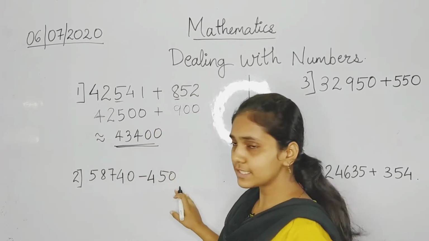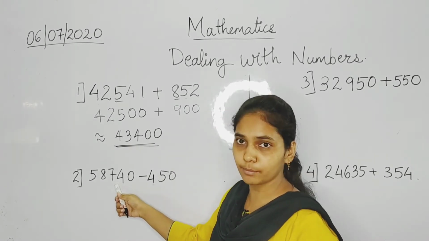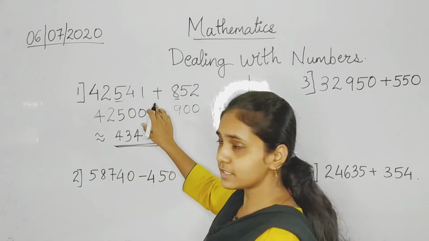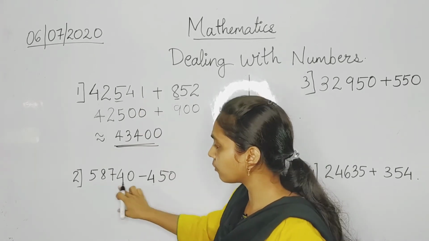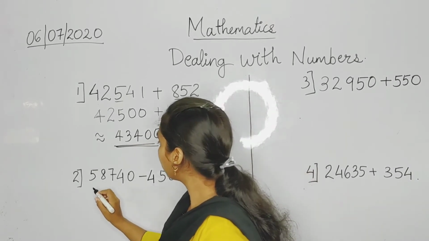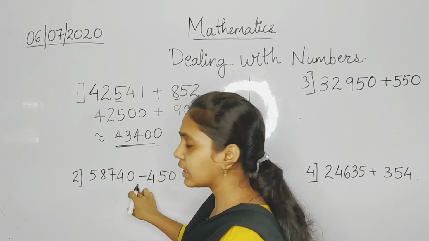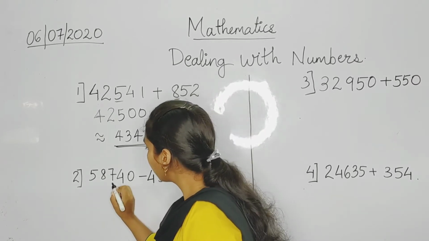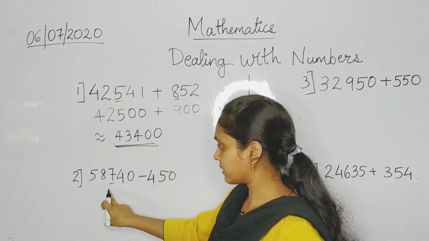Now we see the second example, where we have to subtract a number from the first number. So like we did in the previous example, similarly we will first round off both the numbers and then do the calculation on it. So let's see the first number, which is 58740. The number in the hundreds place in this is 7. So we have to round off the number to the hundreds place.